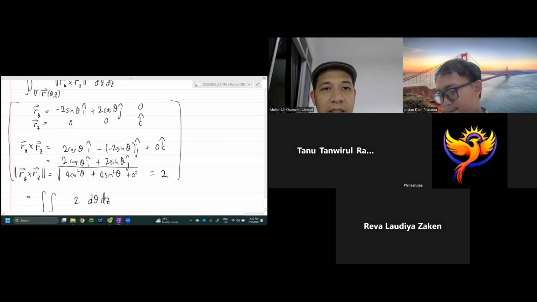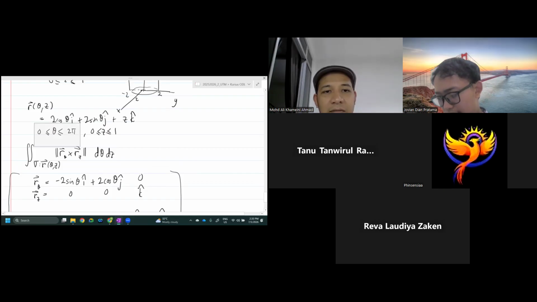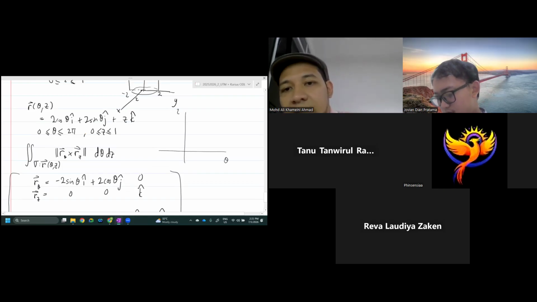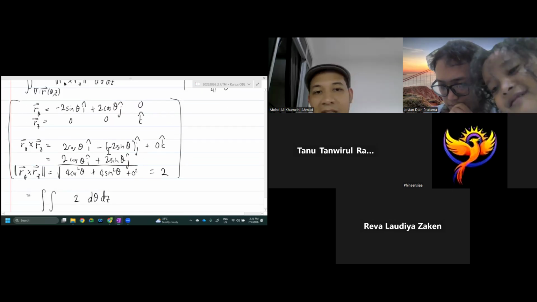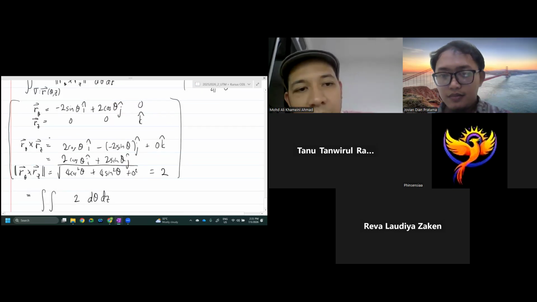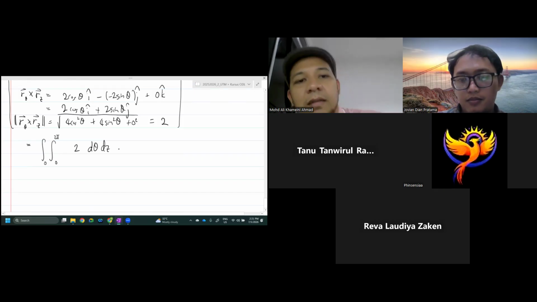So if you see here, our domain of integration is θ runs from 0 to 2π, and z from 0 to 1. So if you draw it in the θz plane, this is 2π, this is 1, so it's just a rectangle. This is an easy shape, right? So you have limits 0 to 2π and 0 to 1 here. Because the inner integral is with respect to θ, we have 0 to 2π, and then the outer integral is 0 to 1. So that's it.